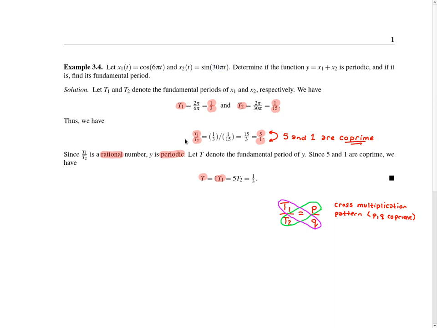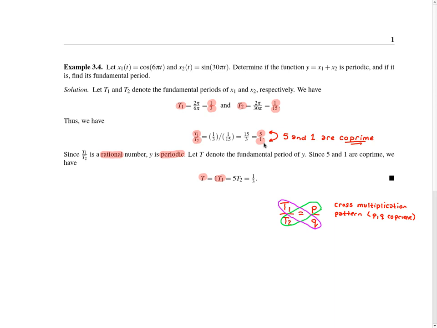To figure out whether the function y, in other words the sum of x1 and x2, is periodic, we need to take the ratio of t1 to t2 and check to see if this ratio is a ratio of integers. So if we substitute in the values that we computed for t1 and t2, we have 1/3 and 1/15, and we compute the ratio between them, we get 15 over 3. And if we cancel any common factors between the numerator and denominator, we get 5 over 1. Well, clearly 5 over 1 is a ratio of integers. This is a rational number.